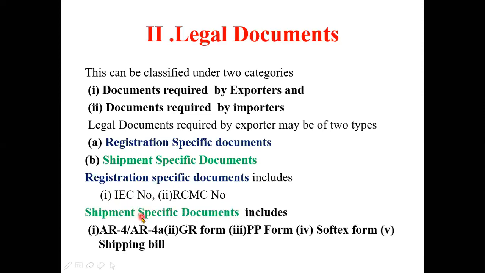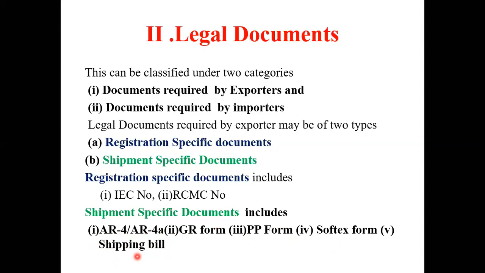Now let us see what the shipment specific documents needed by the exporter are. Shipment specific documents include AR4 or AR4A forms, GR forms, PP forms, Softex form, and the shipping bill. We will discuss one by one the importance of these different types of forms. Out of these, the most important is the shipping bill, because the shipping bill is the prime document necessary for customs clearance. How to get the customs clearance, I have already covered in the export procedure.